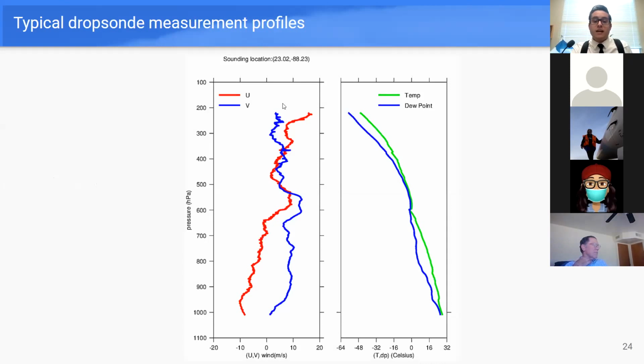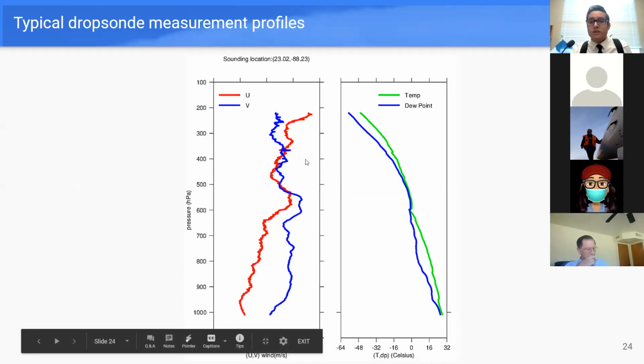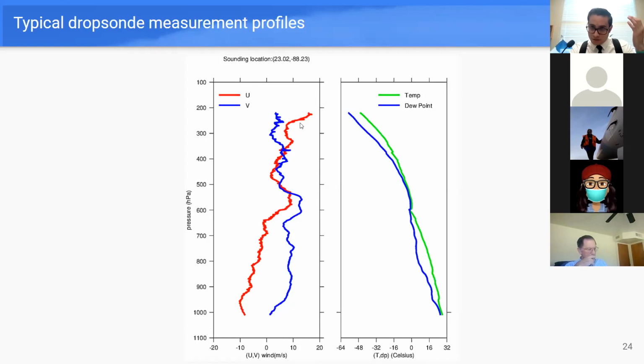Sondes are dropped from a certain altitude until they reach the ground, and during their trajectory from the level of launching to the ground, they are collecting data. These are the horizontal components of the wind, and these are the temperature and the dew point, which is related to the relative humidity. These are vertical profiles, a variable versus a pressure level, which is a two-dimensional thing.